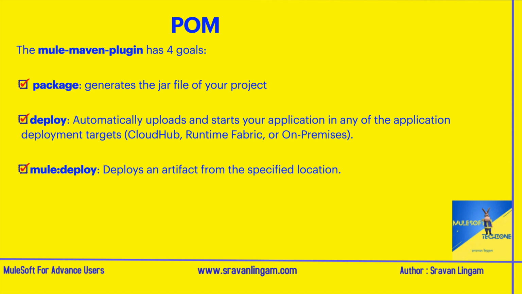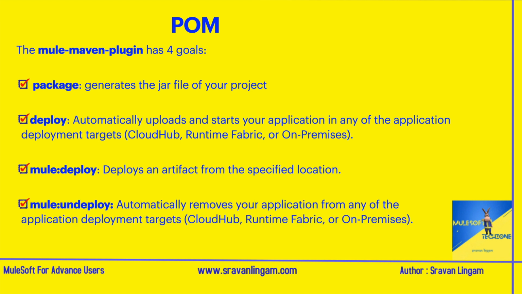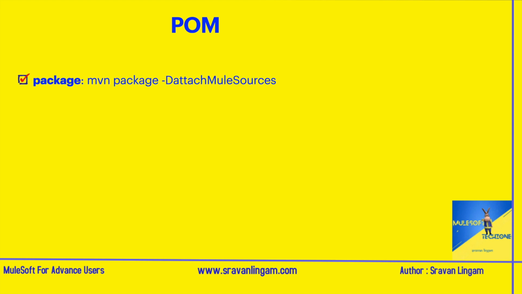Deploy will automatically upload the jar file. But if you want to pick a jar file from a specified location, you have to use Mule deploy. What is Mule undeploy? It's very simple. It will automatically remove your application from any of the application targets. When I say goals, these are like different commands that we use to perform some actions. That is what goals means. So let us see the commands that are used here.